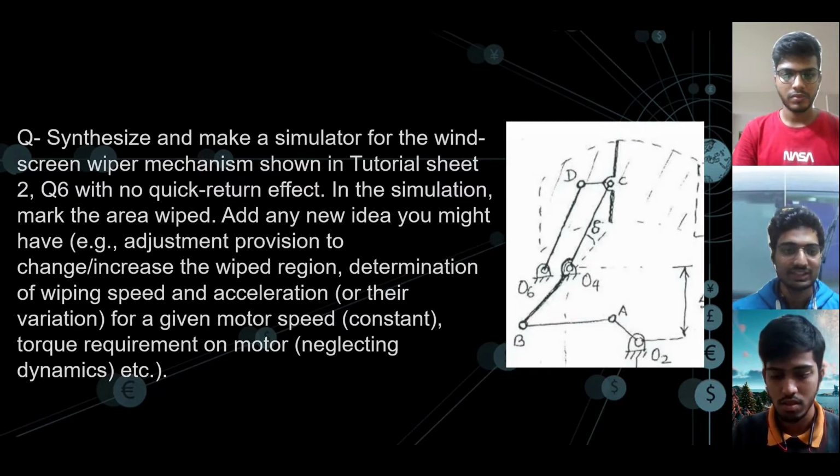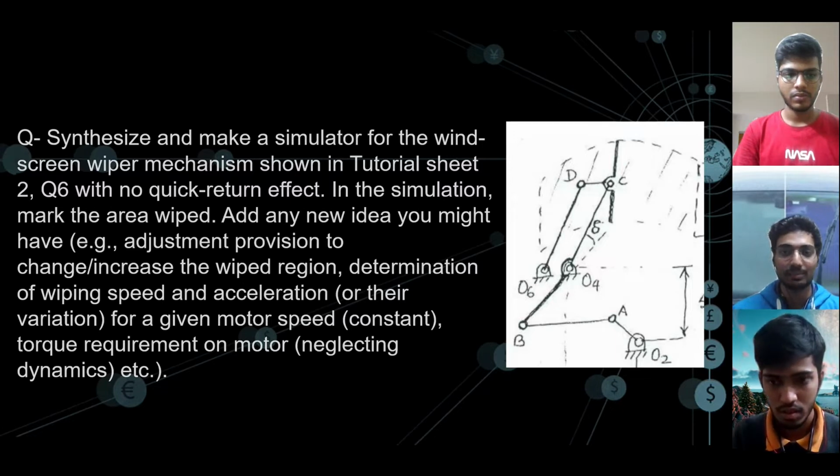So here, we can see the term quick return effect. Let me tell you briefly about the quick return effect. What actually happens is the wiper in the forward motion takes more time as compared to the backward motion of the wiper. Why does it happen? It happens because the crank rotates more than 180 degrees in the forward motion and less than 180 degrees during the backward motion. And I would also like to tell you about the equation of no quick return effect.